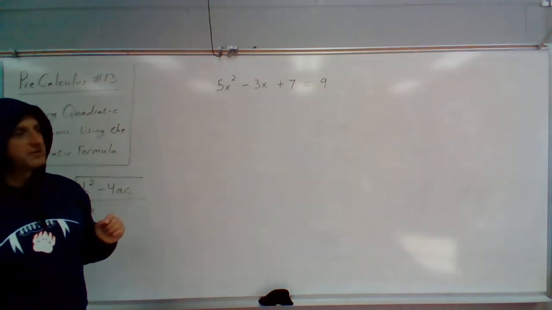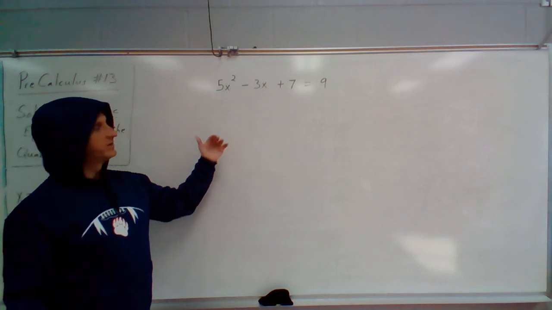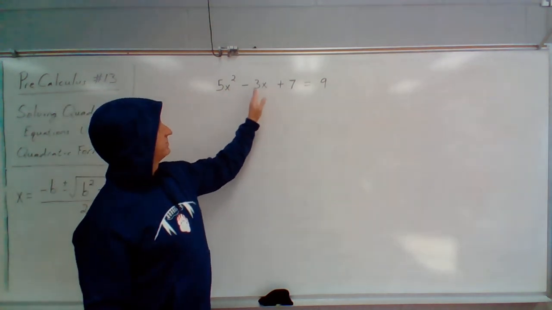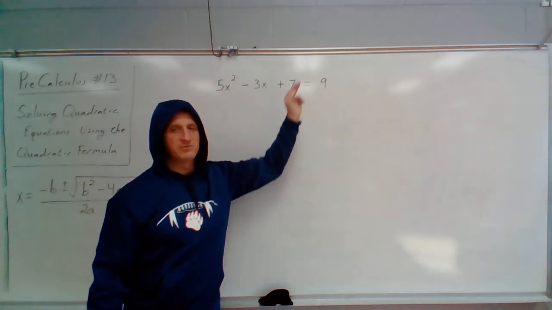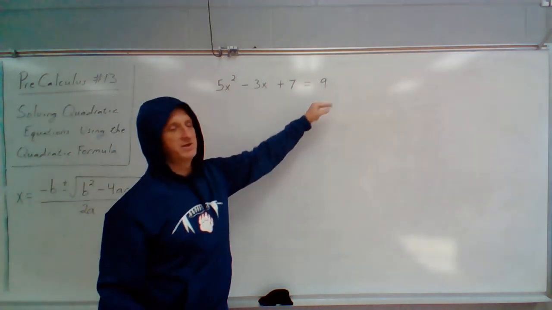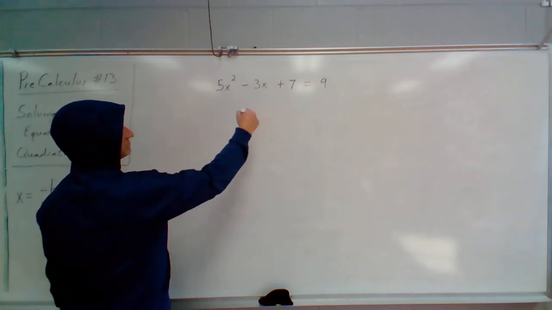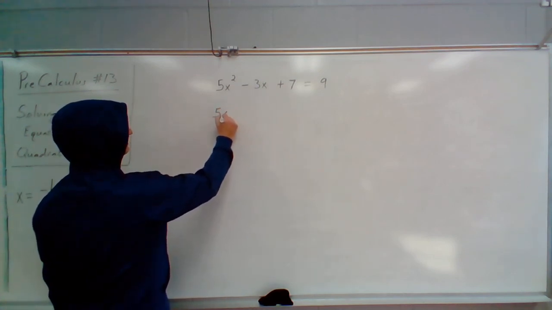Okay, it's got to be set equal to 0. And remember, our quadratic formula says that ax squared plus bx plus c has to be equal to 0. Can't be equal to anything else. So we've got to get a 0 over here in order for it to work. So I'm going to subtract 9 from both sides. Step number 1.